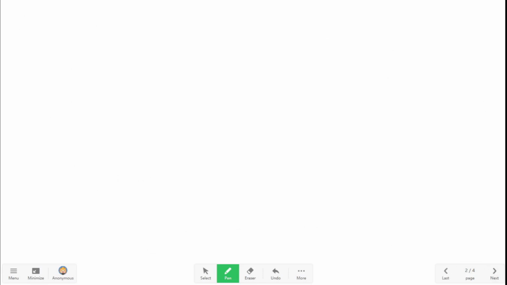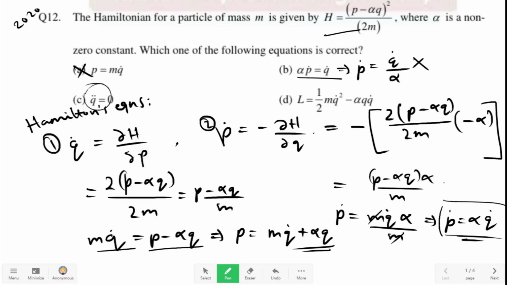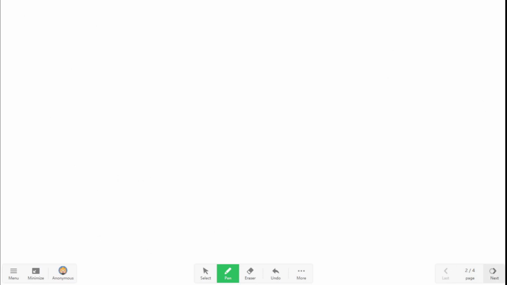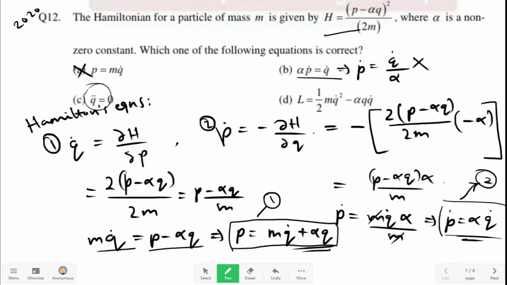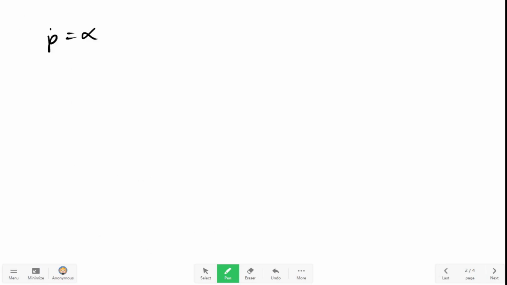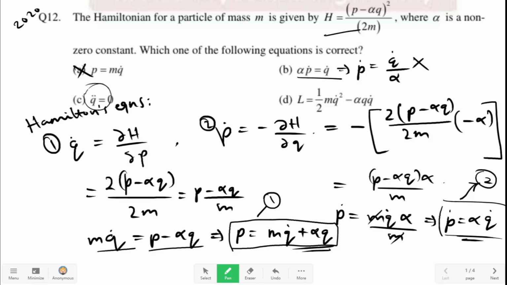To find if q double dot is equal to 0 or not, we can make use of already derived equations. Here we have p is equal to m q dot plus alpha q. Let us say this is equation number 1, and here we have p dot is equal to alpha q dot. Let us say this is equation number 2. So if we take the total time derivative of equation 1 on both sides, then we will get p dot is equal to alpha q dot plus m q double dot.